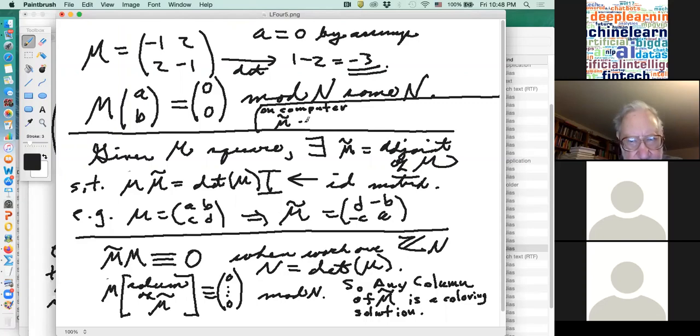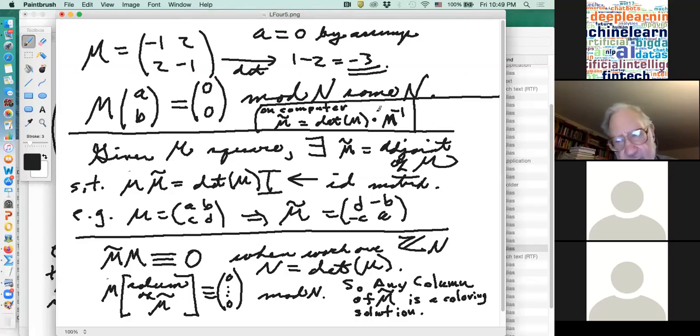M tilde is equal to the determinant of M multiplied by the inverse of M. That will get you the adjoint immediately on your computer, which calculates inverses and calculates determinants, and this will be integral again after all that. And so you can look at the columns of this. So the columns of this matrix, use the computer to compute M inverse, multiply by the determinant, make sure you've got integers when you're back here, and those are the colors.